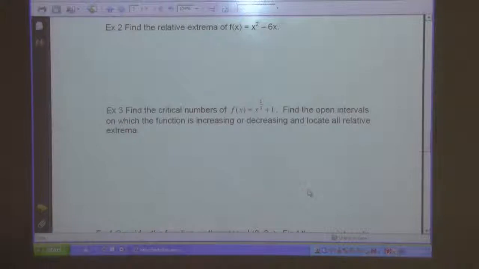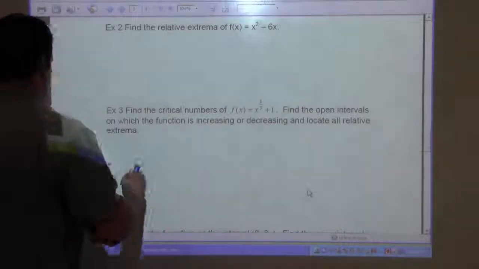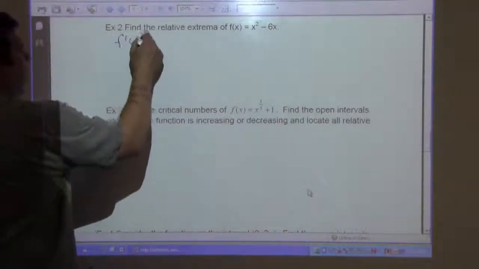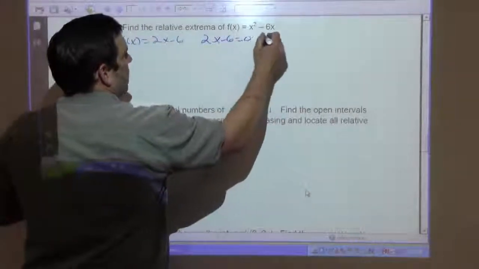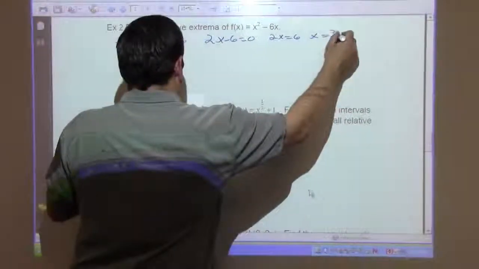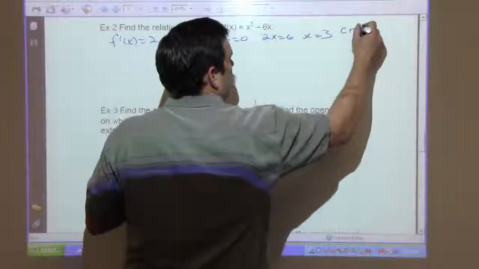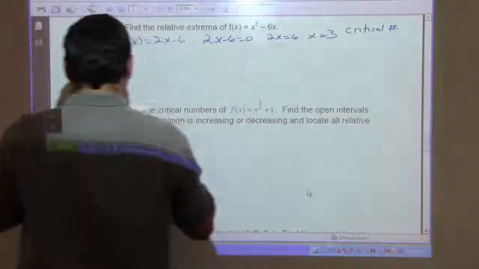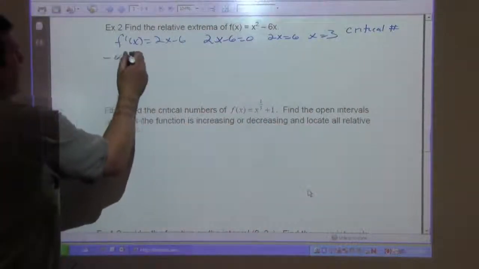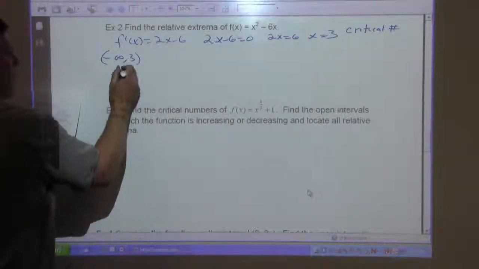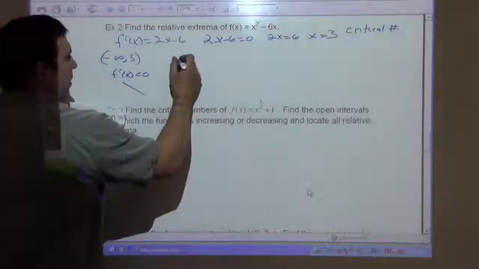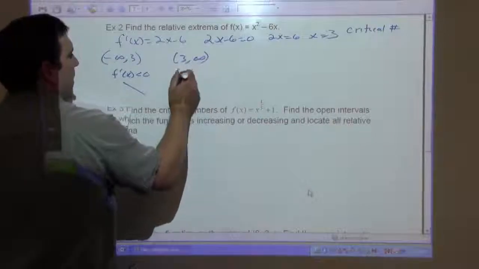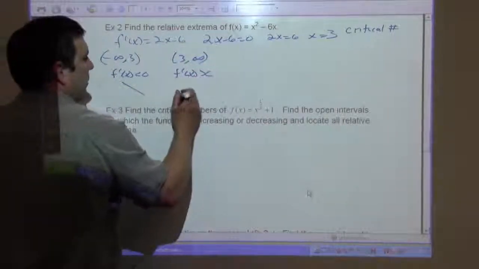Example 2, find the relative extrema of f of x equals x squared minus 6x. We saw this one before. Our f prime of x is 2x minus 6. 2x minus 6 equals 0, 2x equals 6, x equals 3 is our critical number. So from negative infinity up to 3, we found that f prime of x was negative. That was from our previous example. So it's going down. From 3 to infinity, f prime of x was positive. That means it was going up.